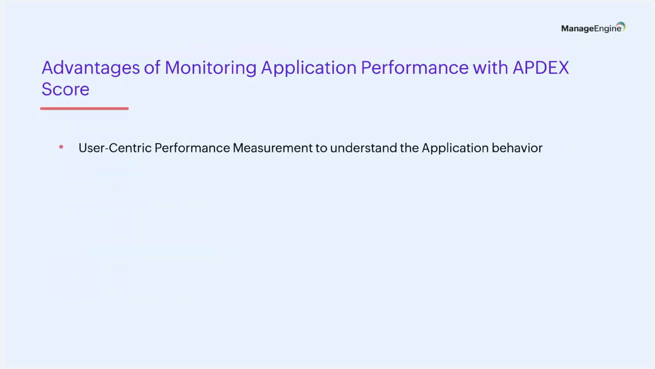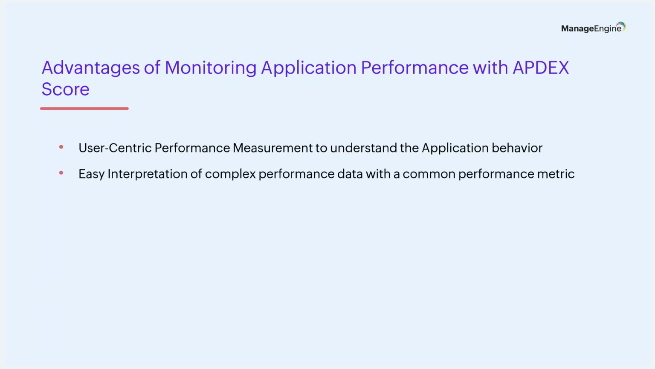Now, monitoring application performance using the APDEX score provides several important advantages. The first one: it offers a user-centric way to measure performance by showcasing how your application behavior directly affects the user experience. This helps teams understand which areas are important to improve user satisfaction. Second, the APDEX score simplifies complex performance data into a single, easy to understand metric. This standard measurement makes it easier to assess application performance without analyzing a large amount of technical data.